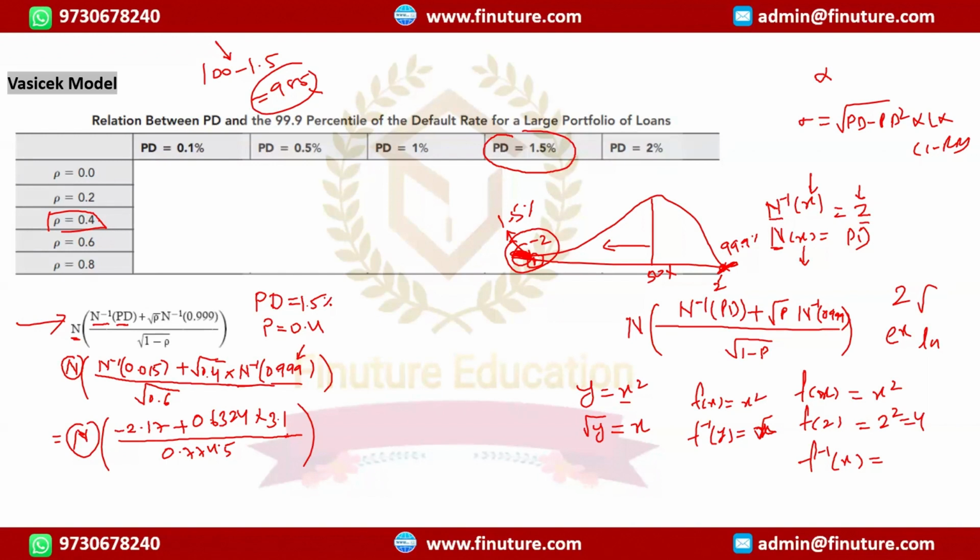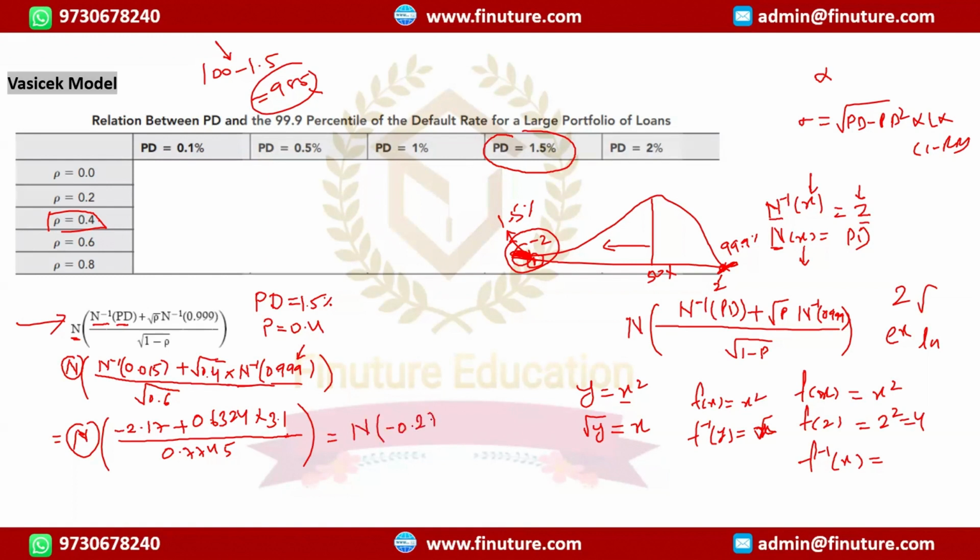Now recall one, then 1 minus 2.17, minus 0.209, divided by 0.7745. So minus 0.2703.